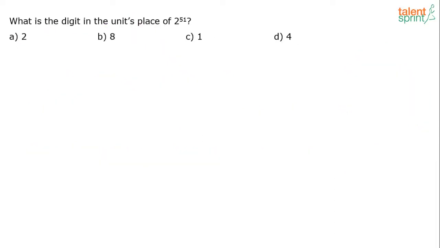Here's the next question. Try it out quickly. What is the digit in the units place of 2 power 51? That's a sitter. What's the digit in the units place of 2 power 51? You have only 10 seconds for this. Quick.